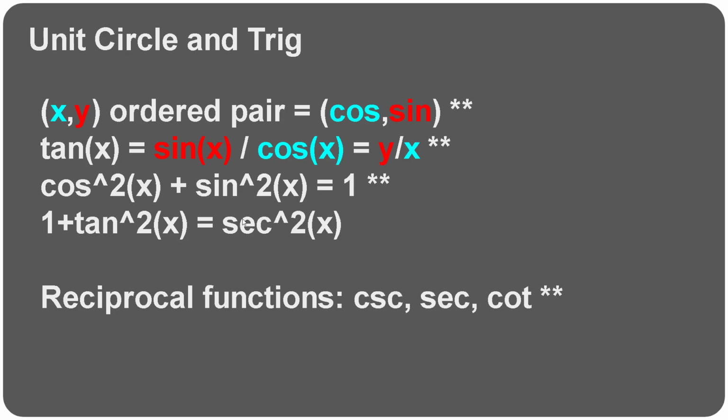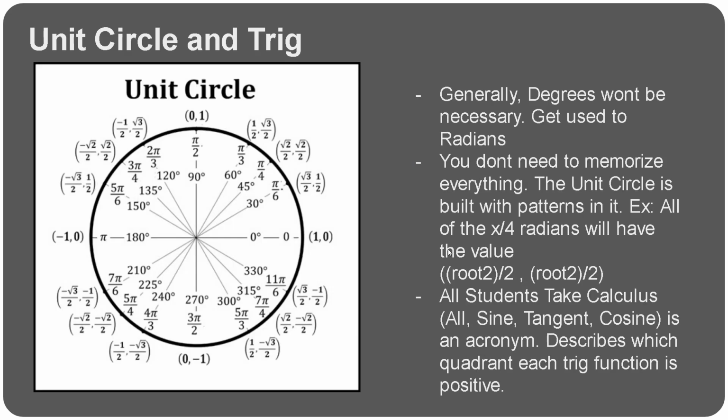I wrote a couple others, including 1 plus tangent squared equals secant squared, and then the reciprocal functions. If you move on, this is the actual unit circle that's super infamous. Luckily, in calculus, generally, degrees won't be necessary. In fact, I don't think in the entire year that I took calculus 1 and 2, I ever saw degrees once. So get used to your radians.